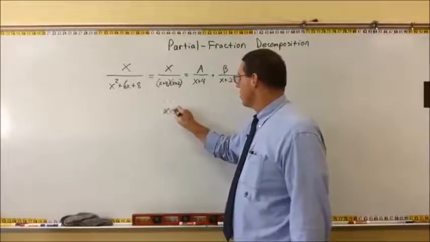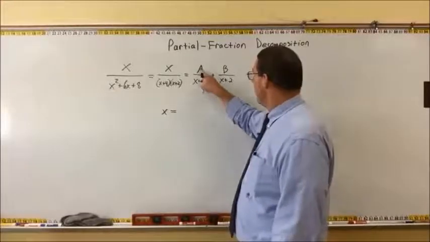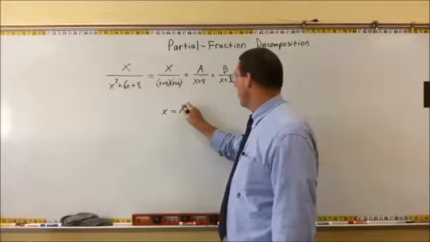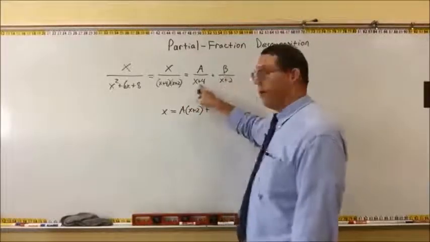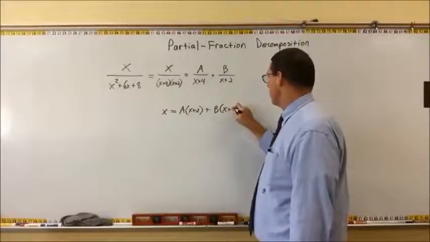And now the next step is to bring down this numerator piece here. This x is equal to, we're going to multiply the A times the x plus 2. So that's going to give us A times x plus 2 plus the B times the x plus 4. So B times x plus 4.